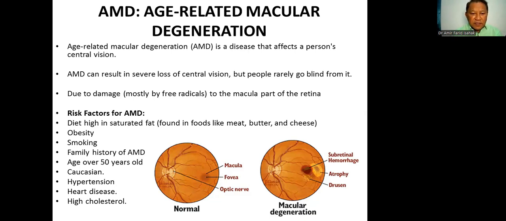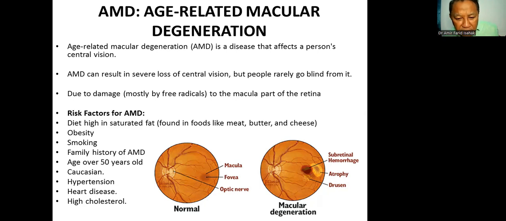What are the risk factors for AMD? Diet high in saturated fat, obesity, smoking, family history of AMD, age 50 years old or over, of course, every year increases the risk. If you are into your 80s and 90s, you'll be lucky not to have any degree of AMD. And then Caucasian compared to blacks in the US, if you have high blood pressure, heart disease, and high cholesterol, you are at higher risk of AMD.